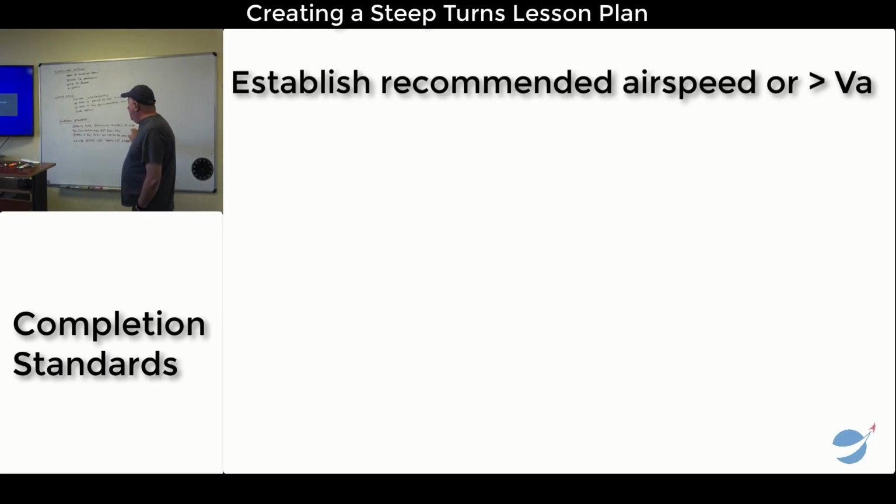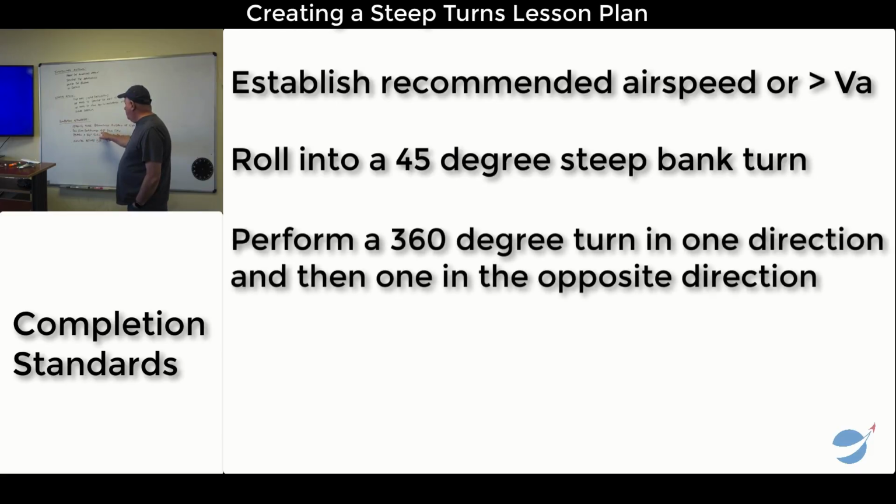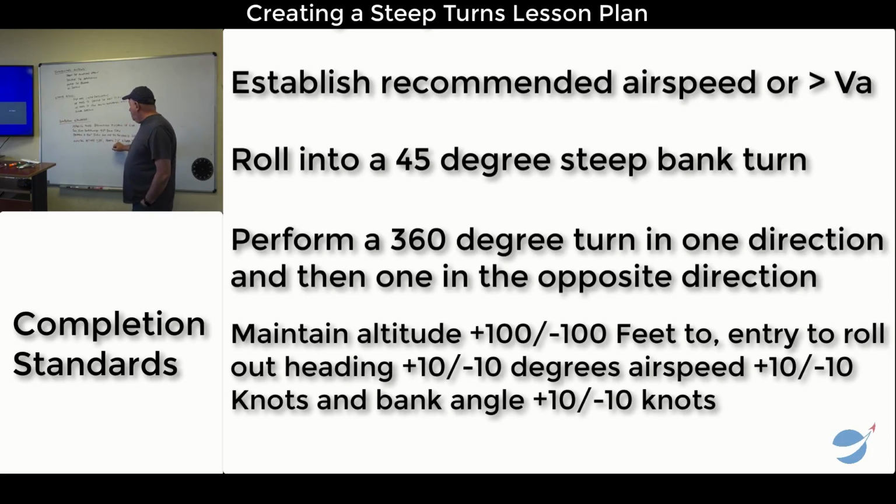not recommended. We're going to roll into a coordinated 45-degree steep bank turn. You're going to perform a 360-degree turn in one direction, and then one in the opposite direction as specified by you, the flight instructor. And in the test, it will be by the examiner. We're going to maintain altitude plus or minus 100 feet, entry to rollout heading plus or minus 10 degrees, airspeed plus or minus 10 knots, and the bank angle plus or minus 5 degrees. So that's the completion standards, and we should be coordinated throughout the turn.